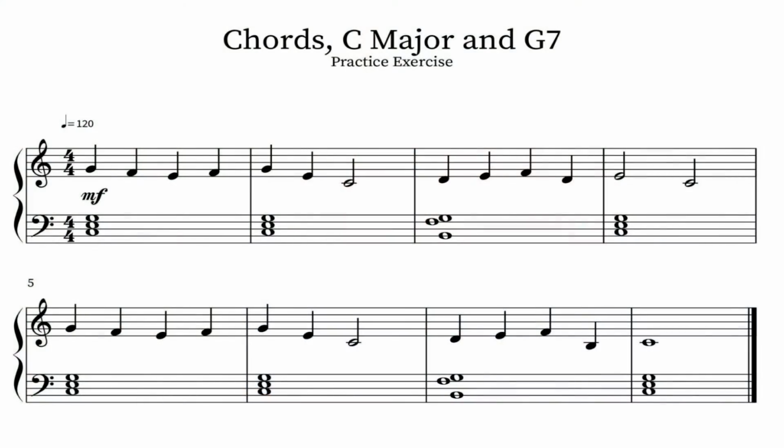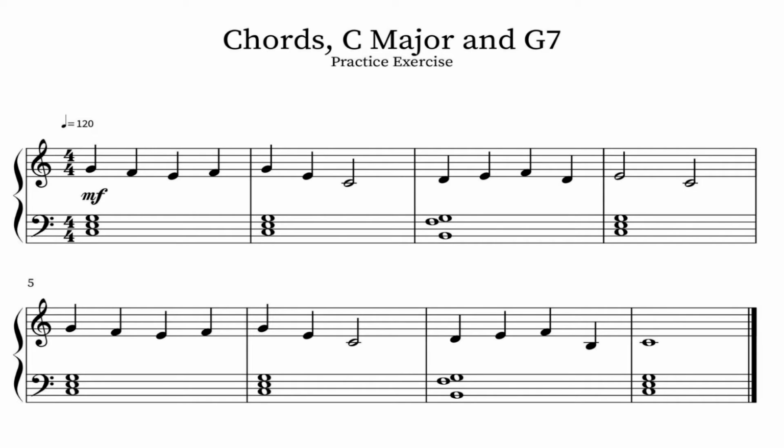Now let's take a look at this practice exercise, which combines everything we've talked about with chords. Before we begin playing this practice exercise, I do want to notate a few things. First, notice that the bass clef is comprised of chords throughout this whole piece. We've talked about 2 chords in this lesson, which is the C major chord and the G7 chord.